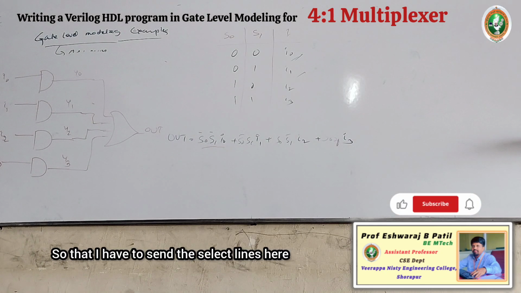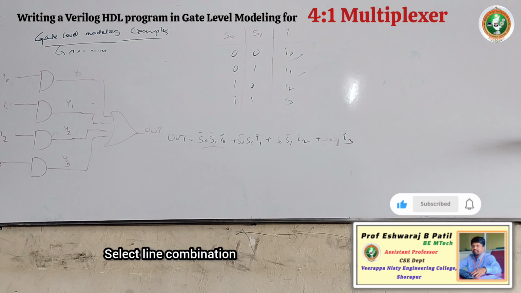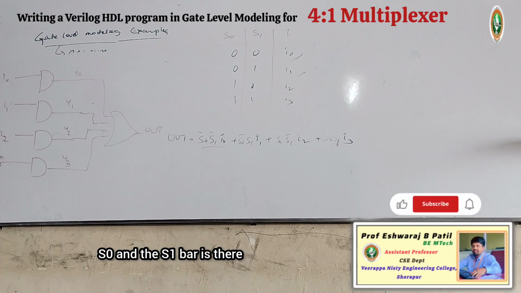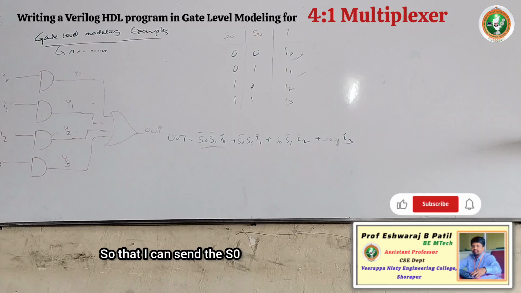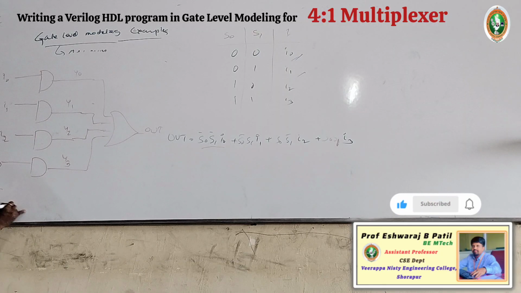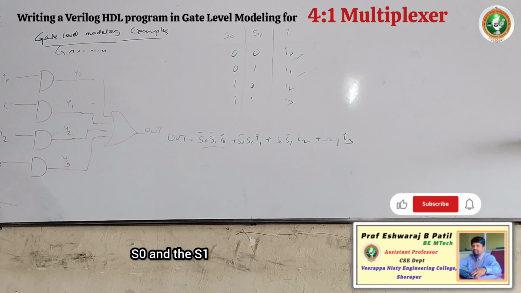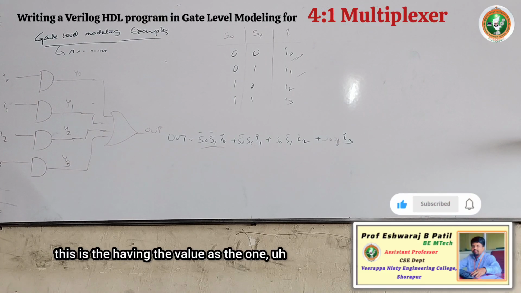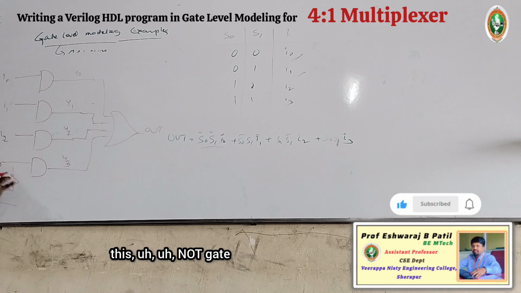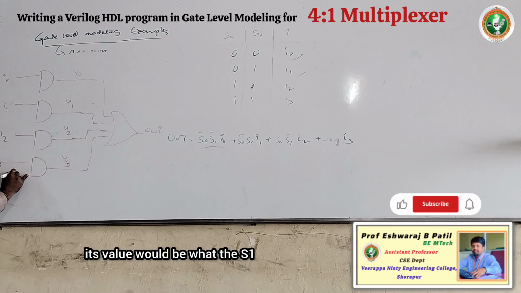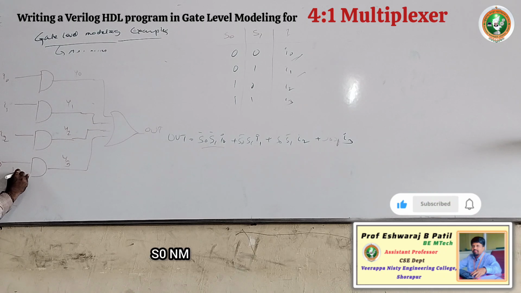So I have to send the select lines here. Which select line combination? S0 and S1 bar. So I can send S0 and S1. Before the NOT gate, the value is 1. After this NOT gate, what would its value be? S0 n.